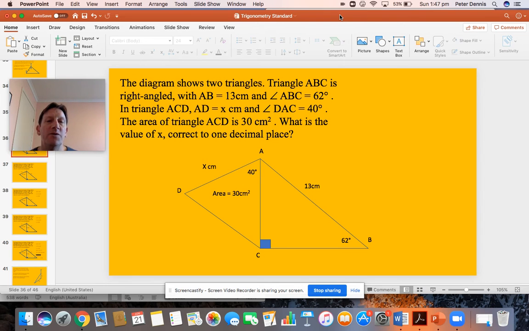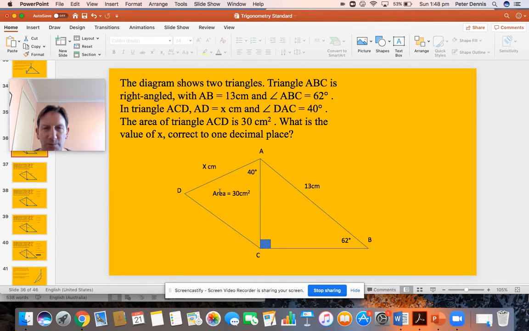Okay. The diagram shows two triangles. In all trials and HSCs, they like these two triangle situations. Triangle ABC is right angle with AB equal to 13 centimeters, and the angle here is 62. In this triangle, we know that the area is 30 centimeters. This is 40 centimeters, and we want to know what the value of X is here.